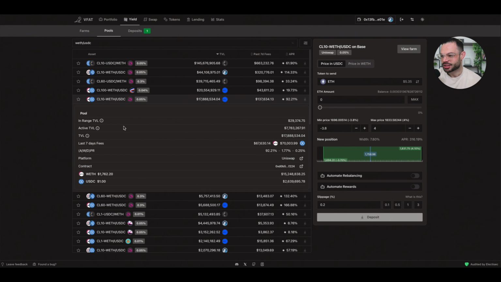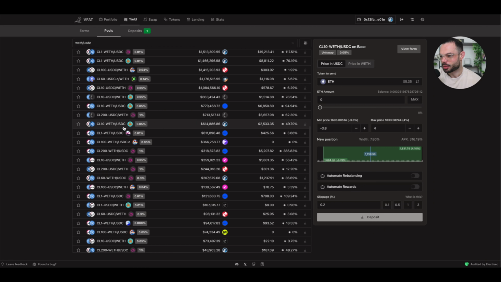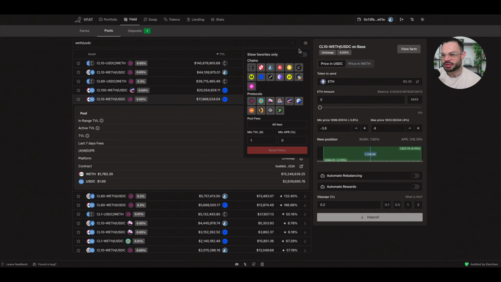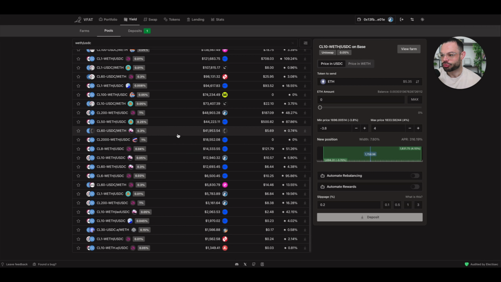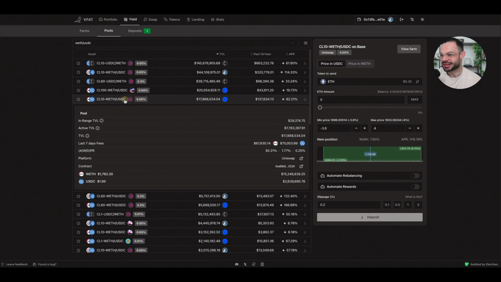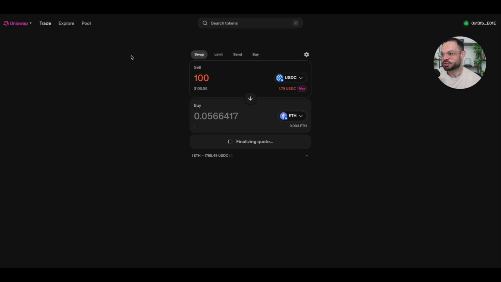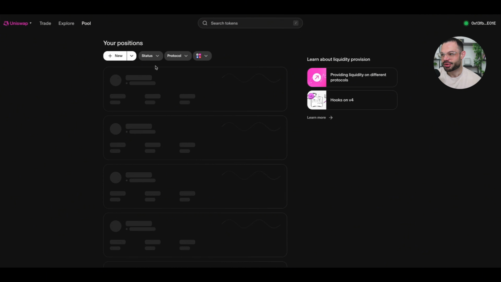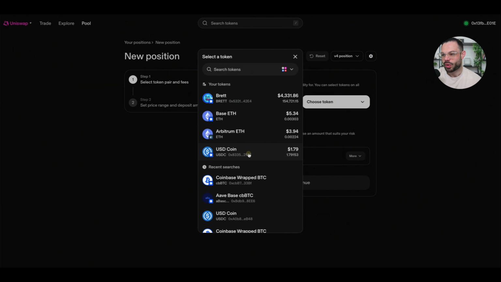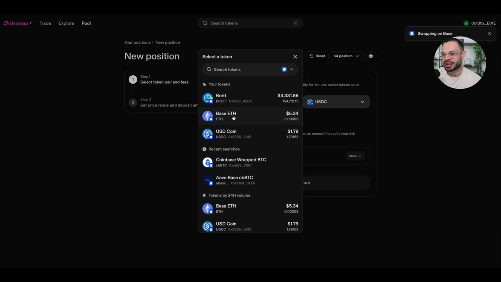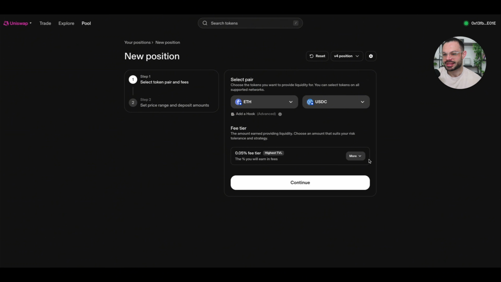I'm going to try to spot one of the other options here. Maybe I can filter on VFAT to remove the concentrated options. Looks like I cannot for the moment, but you do have the option to provide liquidity at a full range here rather than just providing liquidity at a concentrated range on Uniswap. You can come into the pools area, you can decide to create a new position for WETH USDC, for example. And again, you have the ability to select the V3 or V2 position here.